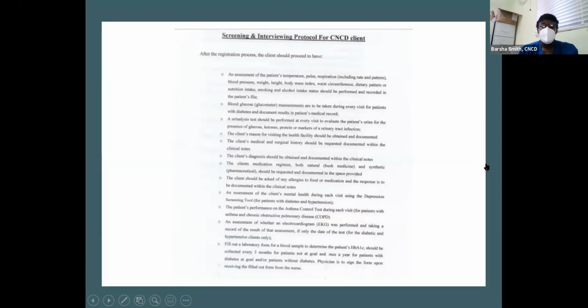We also have to ensure, and one of the things that we are auditing for is documentation. Because we know in health, if it's not written, it's not done. So once the blood pressure is done, the blood sugar is done, once the waist circumference is done, if it's not written in the notes when we audit, then we assume that it was not done. So all of these things must be documented. We need to document the patient's diagnosis. And of course, document what medication the patient is on.